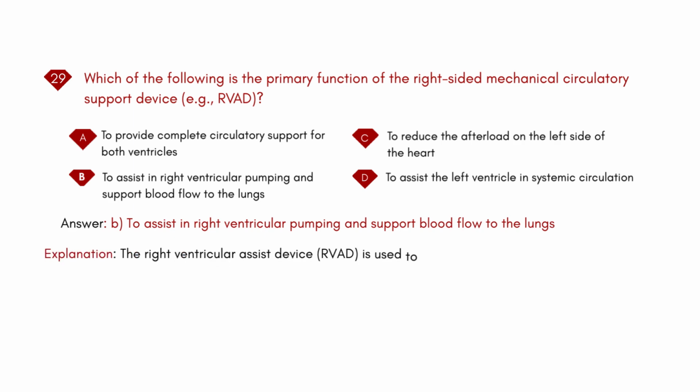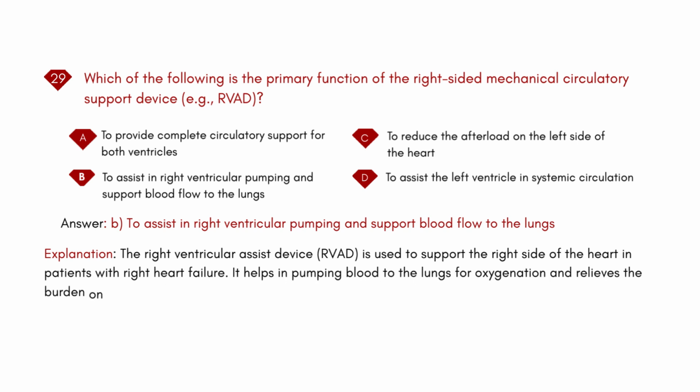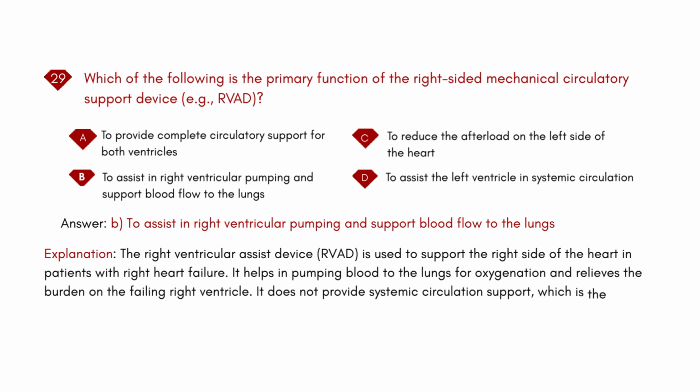Explanation: The right ventricular assist device, RVAD, is used to support the right side of the heart in patients with right heart failure. It helps in pumping blood to the lungs for oxygenation and relieves the burden on the failing right ventricle. It does not provide systemic circulation support, which is the role of the left ventricular assist device, LVAD.